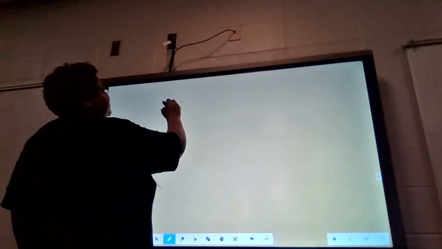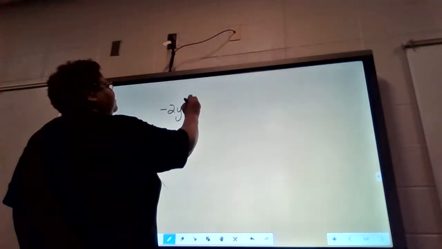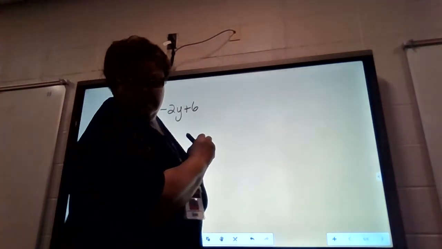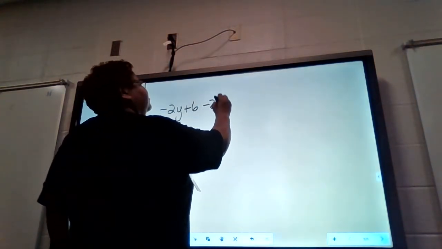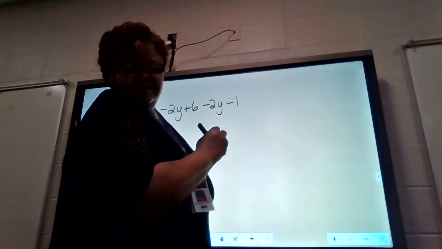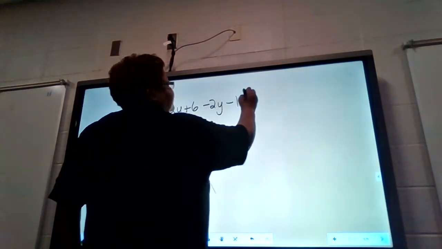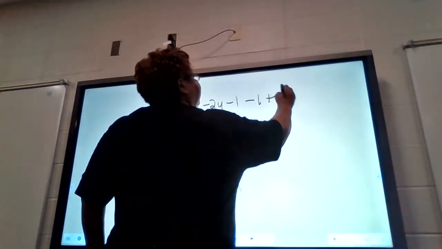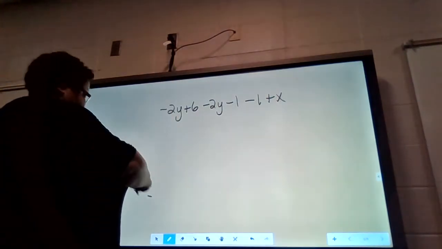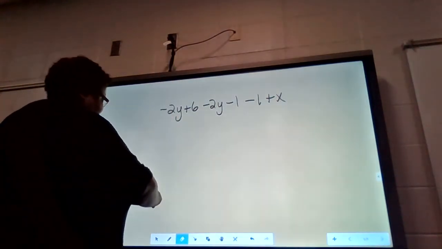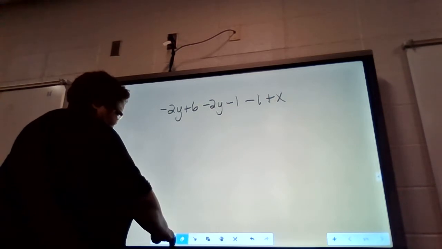So let's write another one. Negative 2y plus 6 minus 2y minus 1 plus x. I'm looking on my board. Okay, here's another way. Mark them out and put them together. So I'm showing you a couple of methods for combining like terms.